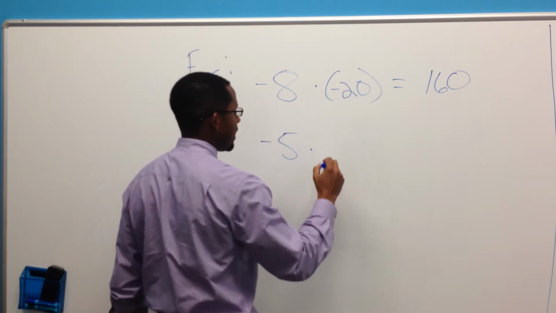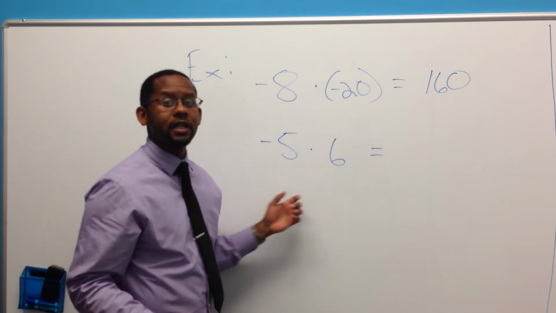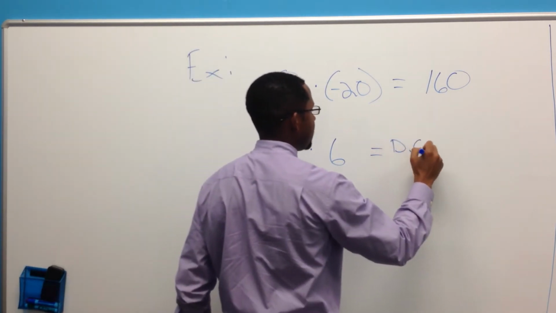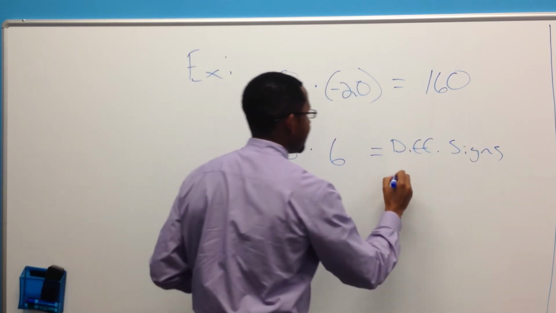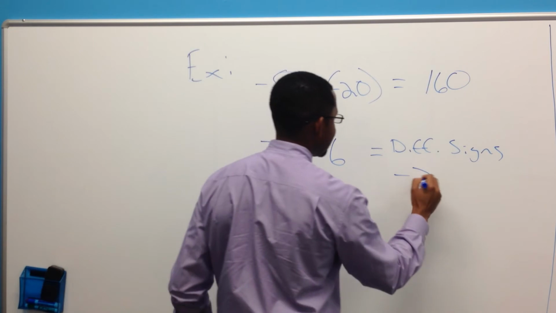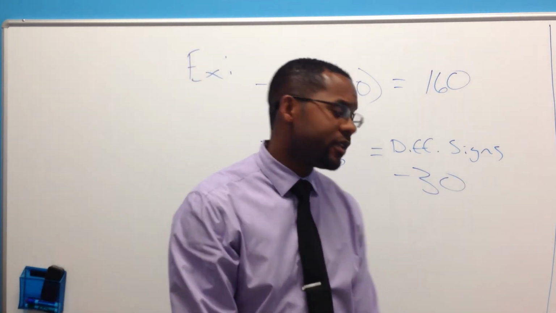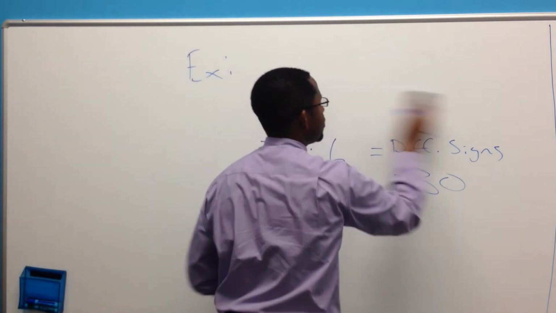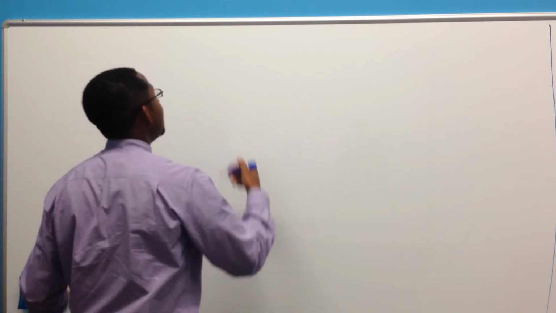So I'll take this next one. -5 times 6. Again, I'm looking at my signs. My signs are different, so the answer is negative, and 5 times 6 is 30. It works the same way for division as it does with multiplication. So let's just make sure that this is super, super clear.